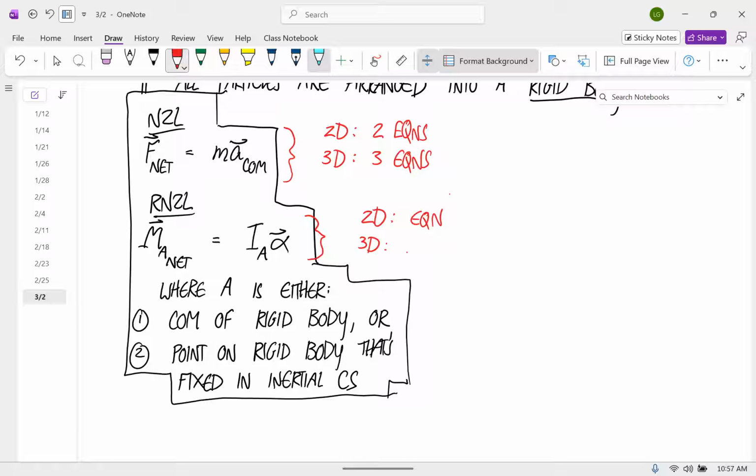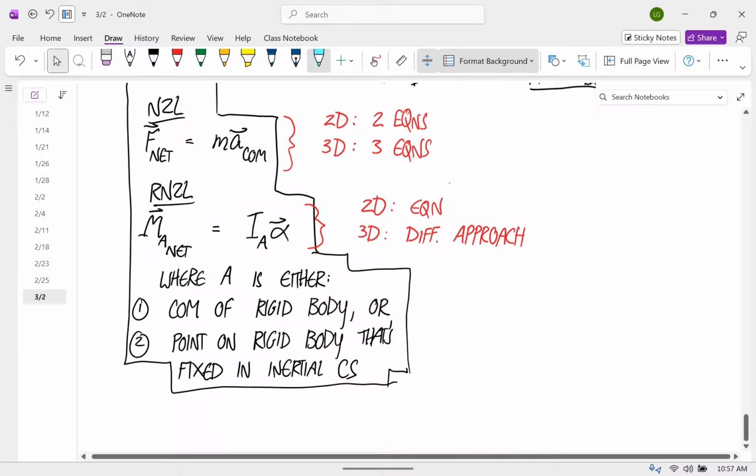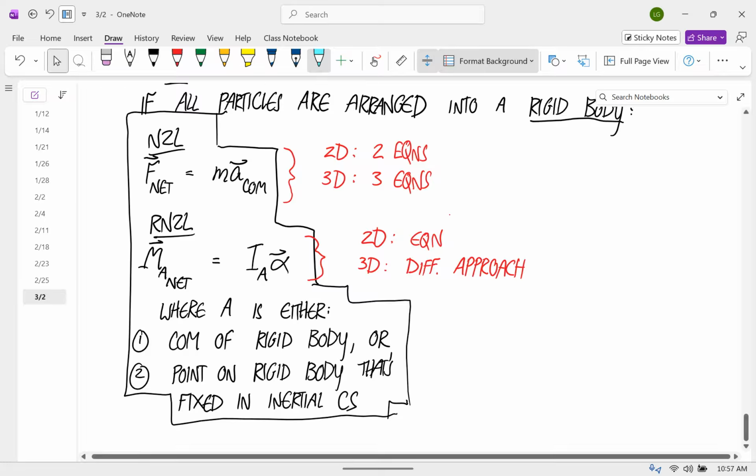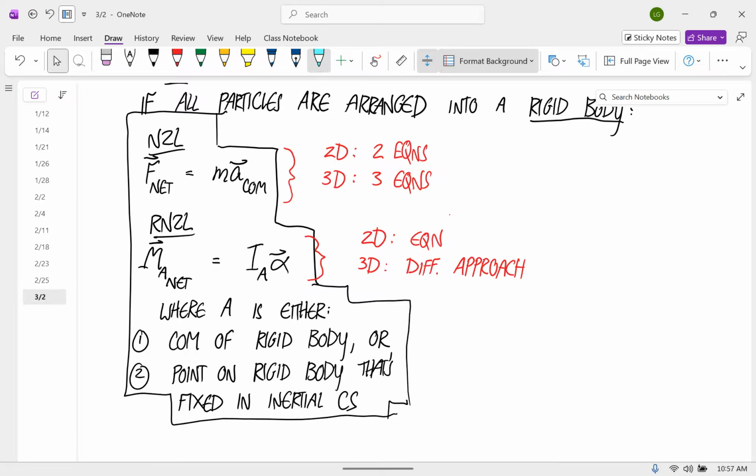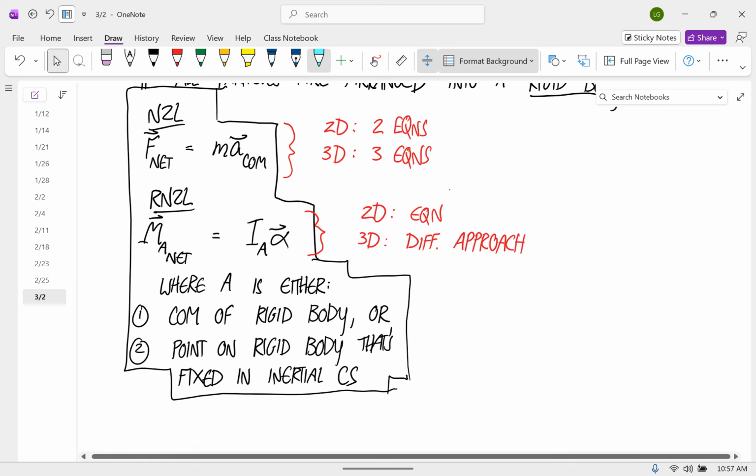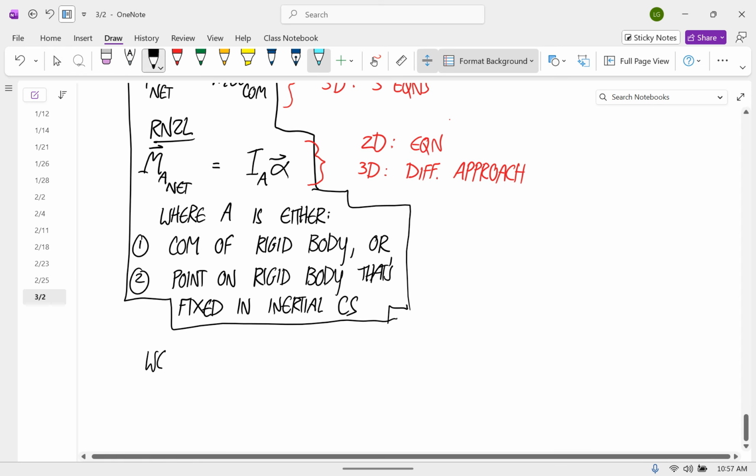We have to use a totally different approach here, and I'll mention briefly at the end of the class how this would go. But these are the equations we're going to use, and we're going to do pretty much all of our calculations in 2D. So we'll use this in 2D.